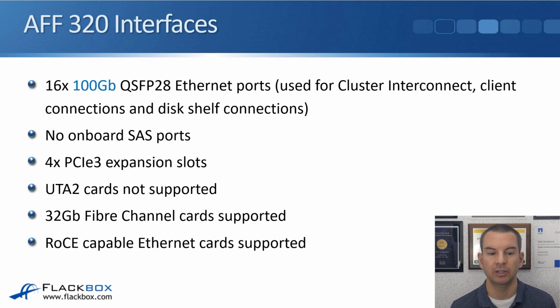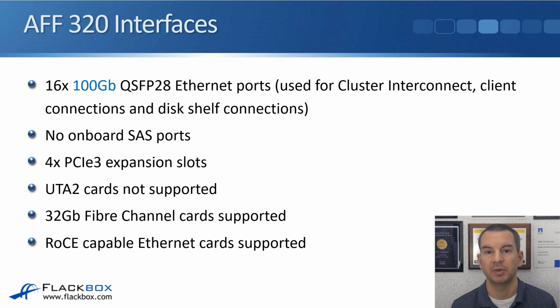The interfaces on the A320, it has 16 times 100 gigabit QSFP28 Ethernet ports. So just like the A800, the A320 also has onboard 100 gigabit Ethernet. Those ports are used for the cluster interconnect, the client connections, and the disk shelf connections. The A320 does not have onboard SAS ports because it does not support external SAS disk shelves. The way that you connect to those new NVMe disk shelves is also with Ethernet, with RoCE over Ethernet. I'll talk more about the NVMe disk shelves when we get to the disk shelf lecture later in this section.